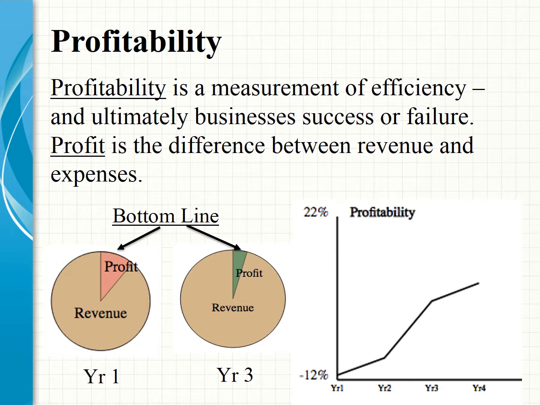Revenue is money brought in as a result of sales and/or services. Expenses are money paid out to make businesses operate. Examples include paying people, renting building space, and purchasing products. Look at the example here.